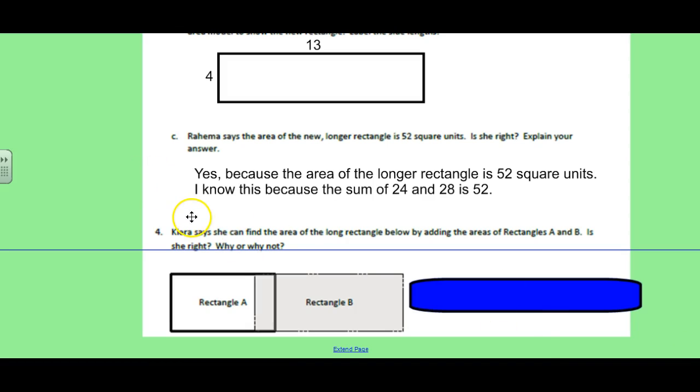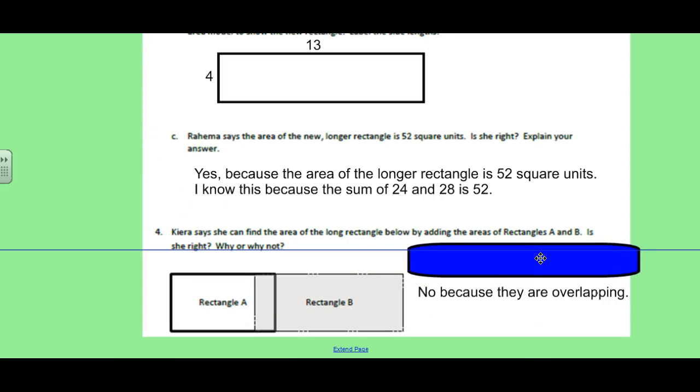Number 4 says, Kira says she can find the area of the long rectangle below by adding the areas of rectangle A and B. Is she right? Why or why not? So notice in this picture that here's rectangle A, but here's rectangle B, and rectangle B is in part of rectangle A. So think about towards the beginning of the module when we talked about leaving no gaps and not having anything overlapping, and how that helps us find the area. Make sure you're thinking of that whenever you're explaining why she's right or why she's not right. Whenever you're ready to check your answer, you can push play.